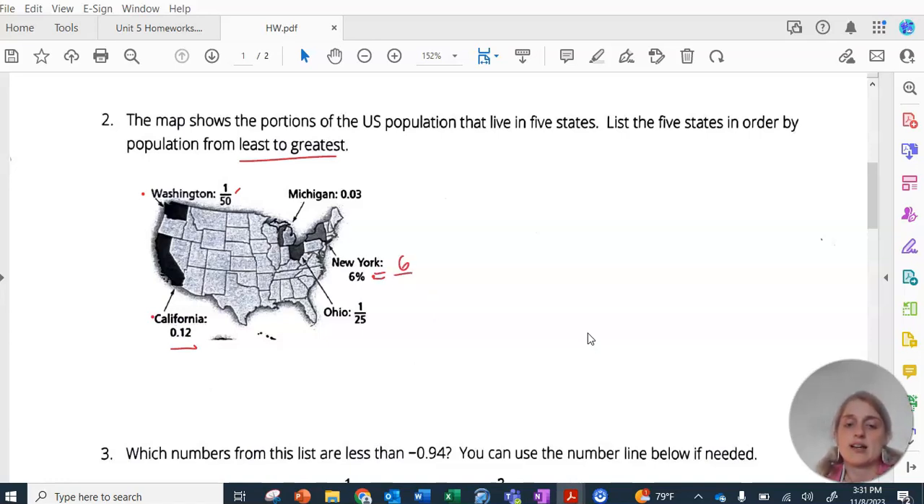6% is 6 out of 100, or a 6 in the hundredths place. These two fractions you need to scale up to be out of 100. And then I'm not looking for a list of numbers, although yes, that's how you decide. I'm looking for which state has the least population. So you're listing them by state names, though there needs to be some math there to back it up.